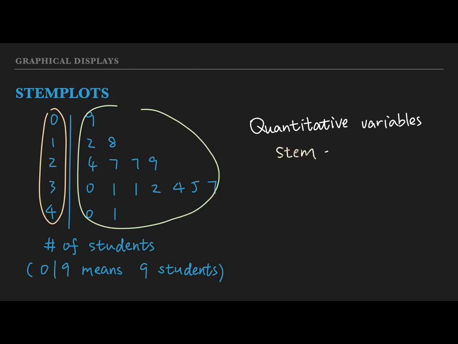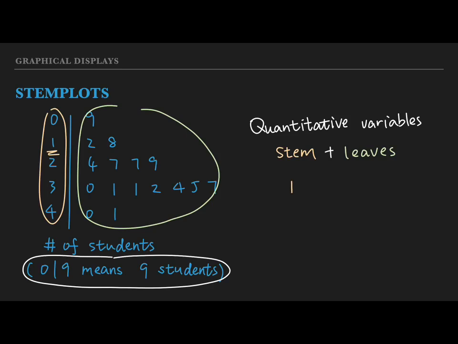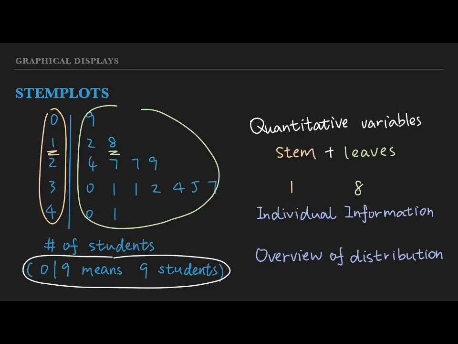When we read a stem plot, we should combine the stem and leaves, and use the label below to see what it represents. So again, it's very important to label everything clearly. For instance, here we have 1 for the stem, and 8 for the leaf. With the label below, we know that this means 18 students. In this way, stem plots show not only the overview of the distribution, but also individual information of each variable.